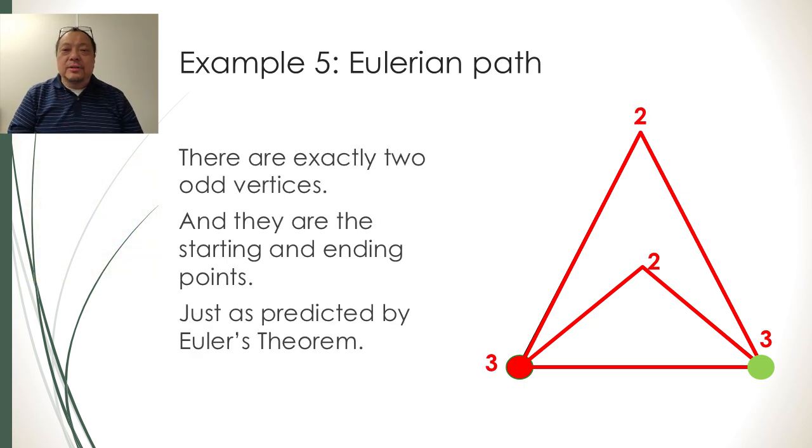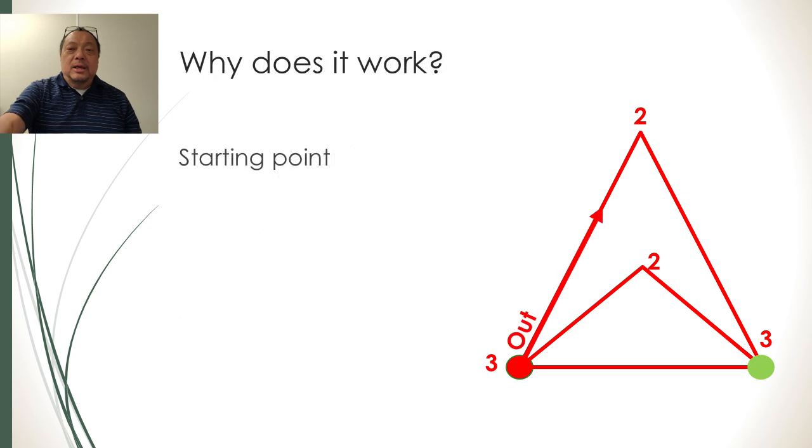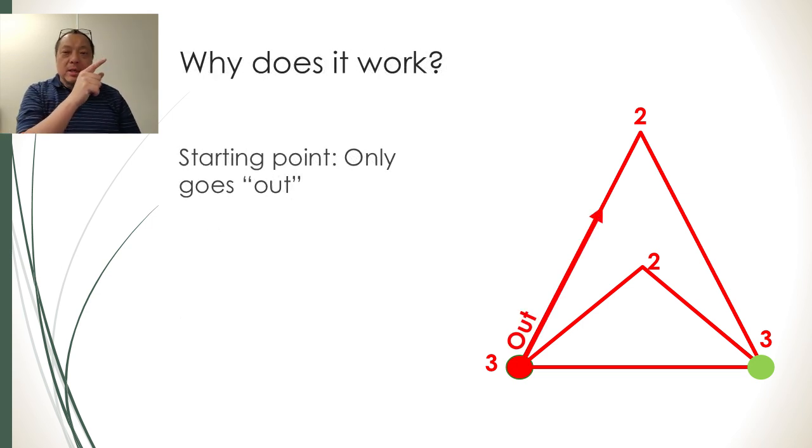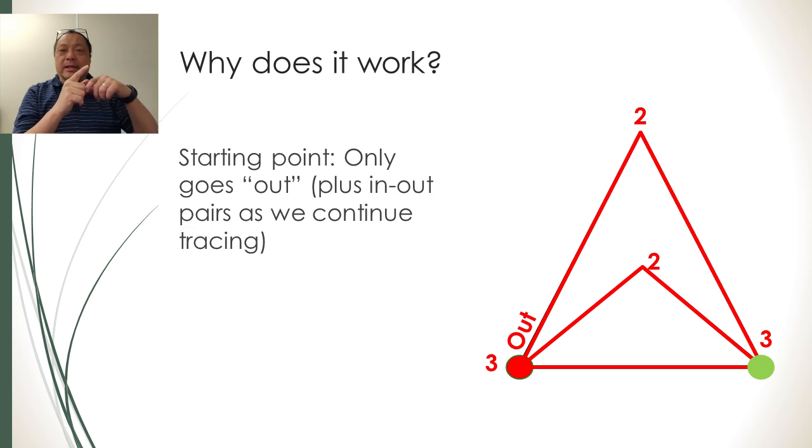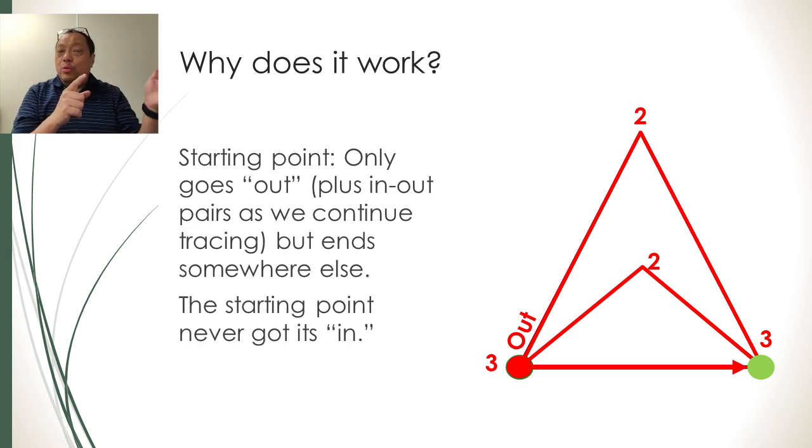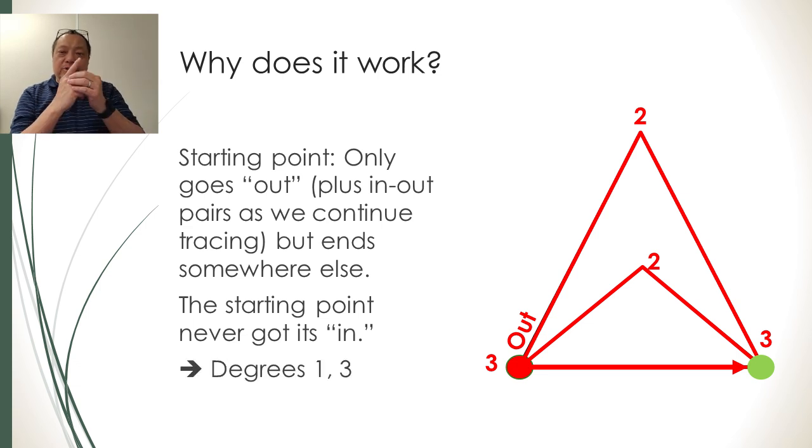Here are the degrees. There are exactly two odd vertices, and they are indeed the two bottom vertices where the starting and ending points are, just as predicted by Euler's theorem. Let's see why it works. Let's take a look at the starting point. It goes out and it goes around, adding an in up here, but then it ends somewhere else. It never got its in. Its degree starts with 1, adds an in-out pair, goes up to 3, but never gets to an even number.